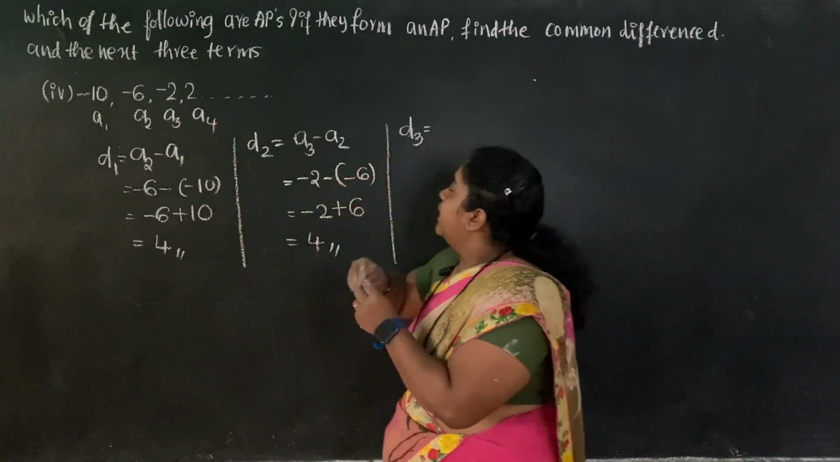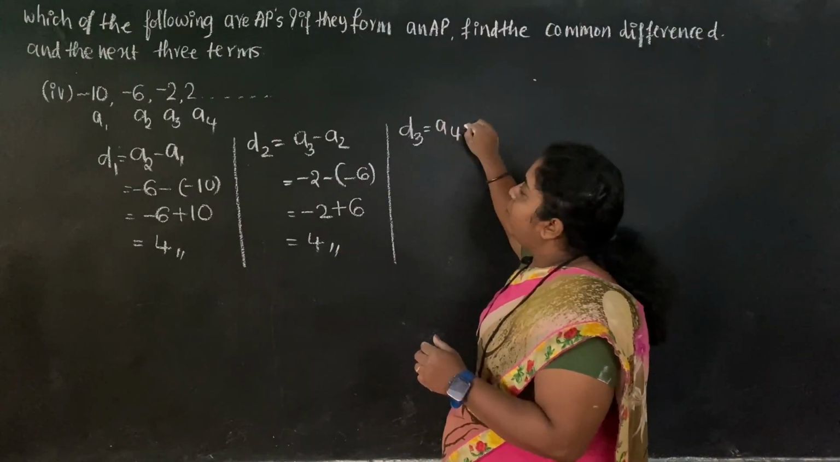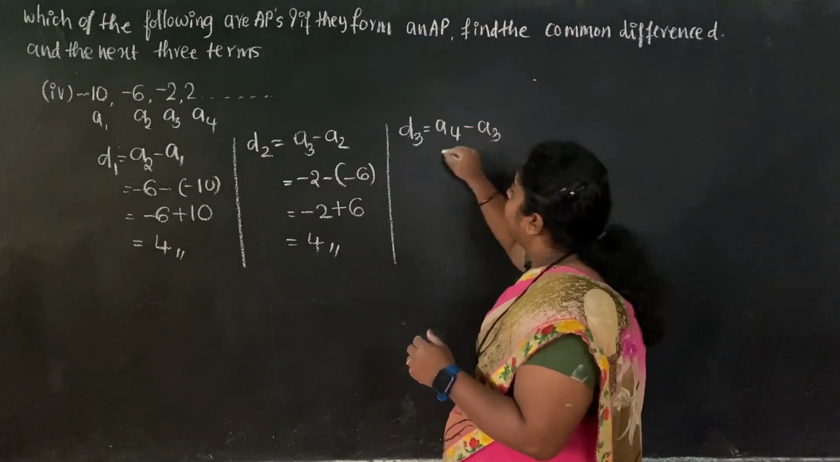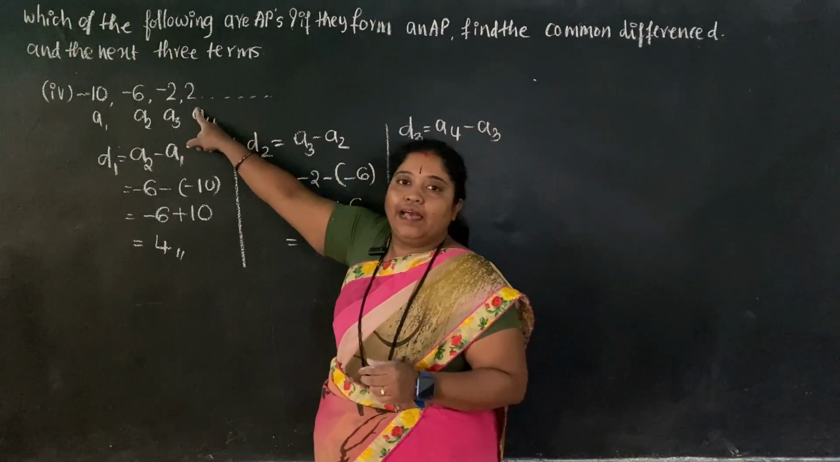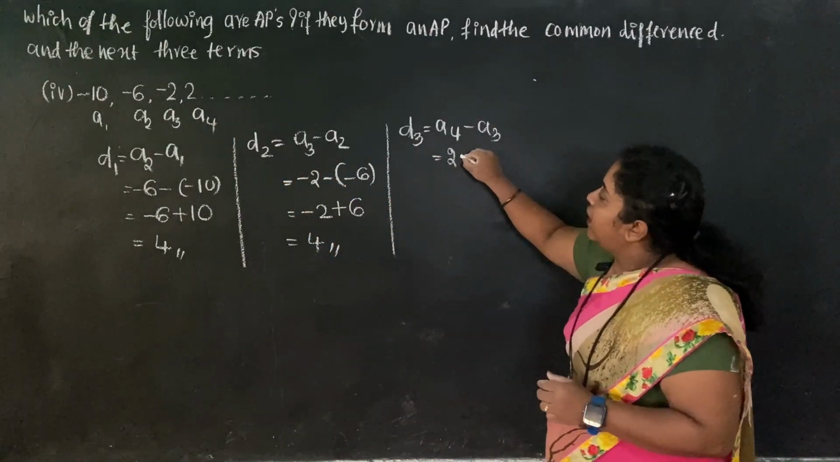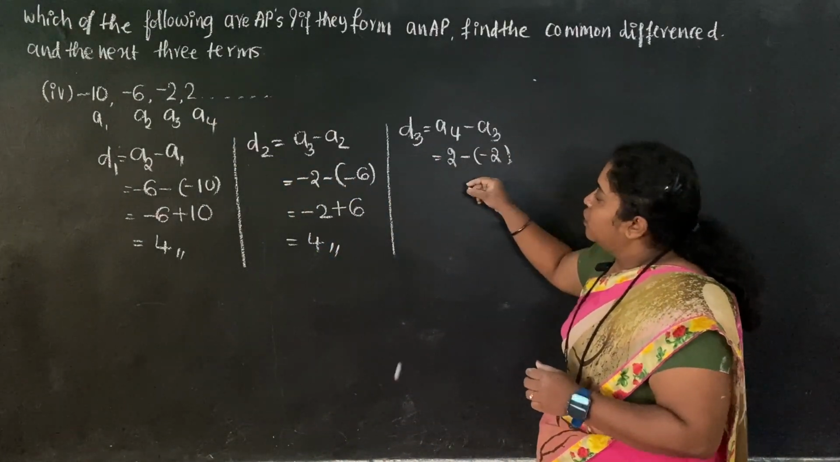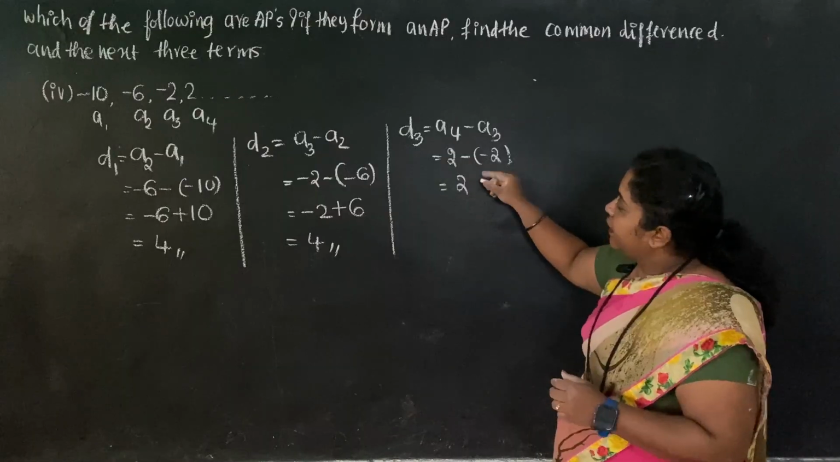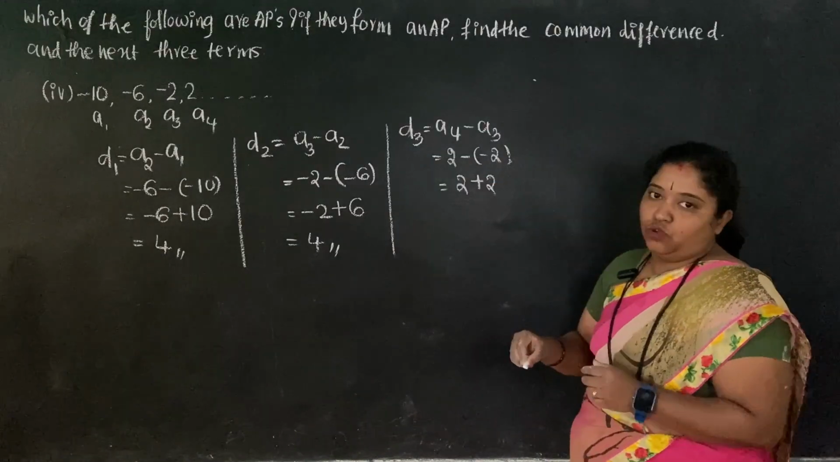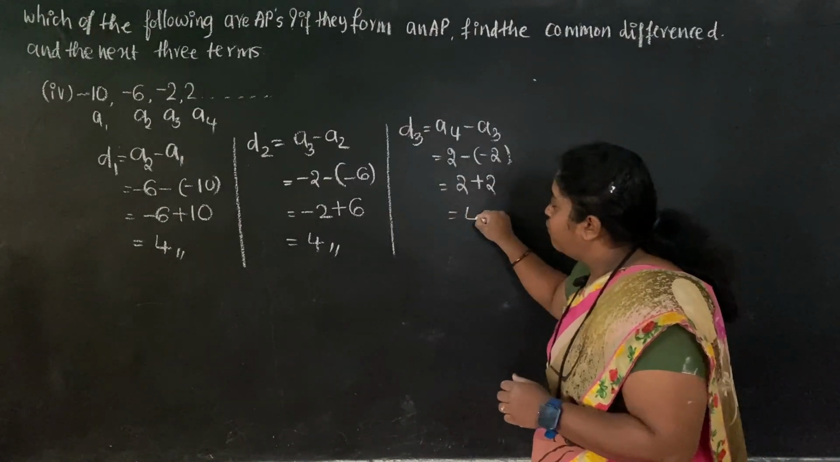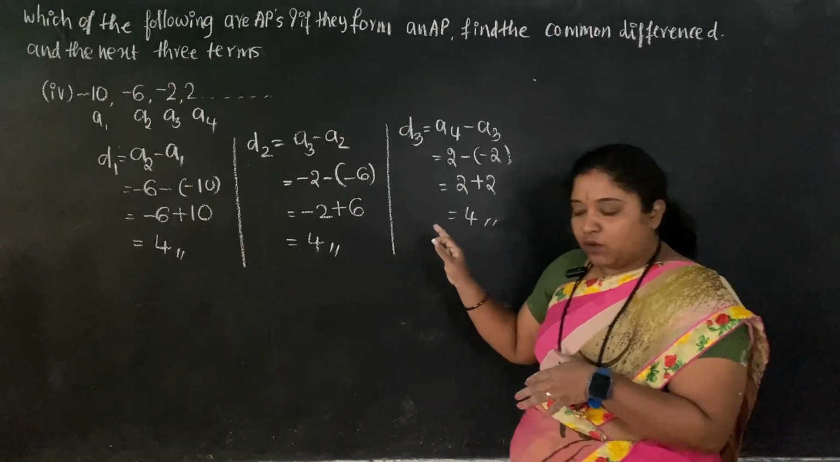So what is A3 I can calculate here? A4 minus A3. Okay, what is the A4 value I have? 2. And what is A3 value I have? Minus 2. So now see here, 2 minus into minus I got plus 2. So 2 plus 2 is how much? 4. See, all they are equal to each other.